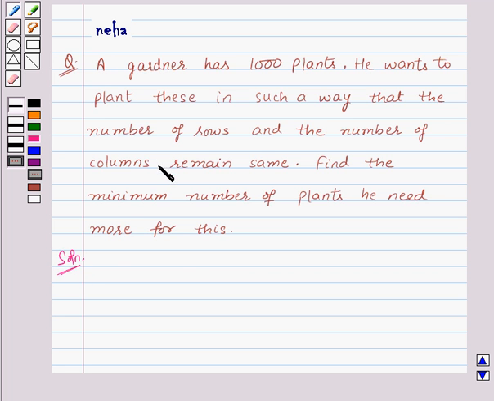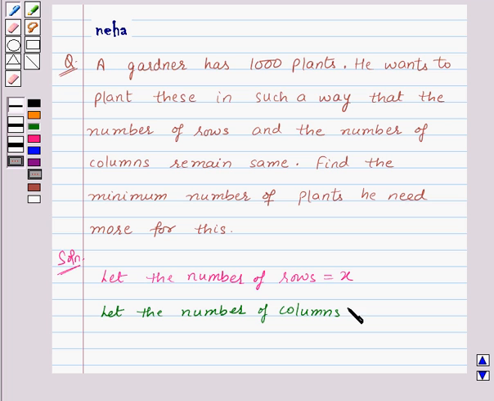As it is given in the question that the number of rows and the number of columns should be the same, let's assume the number of rows and columns to be x. So let the number of rows be equal to x. Also let the number of columns be equal to x.